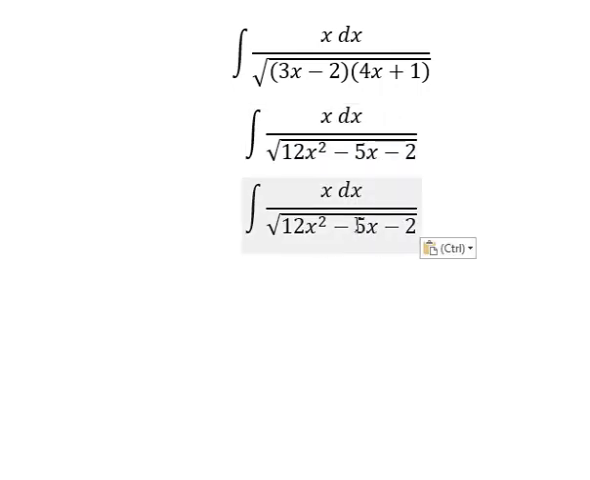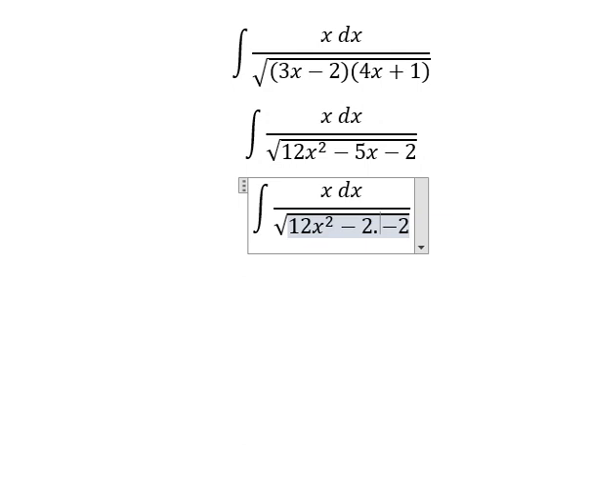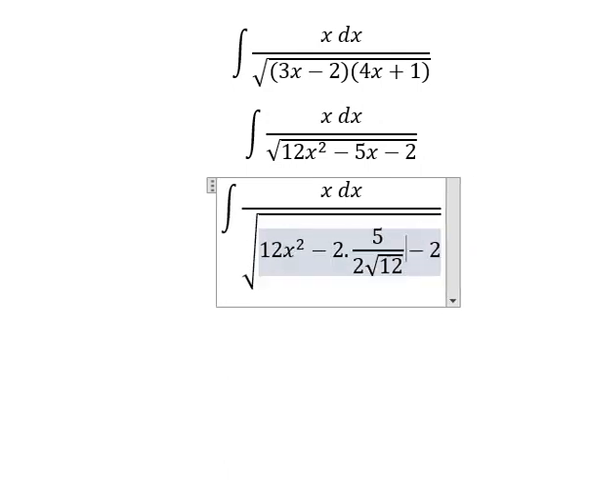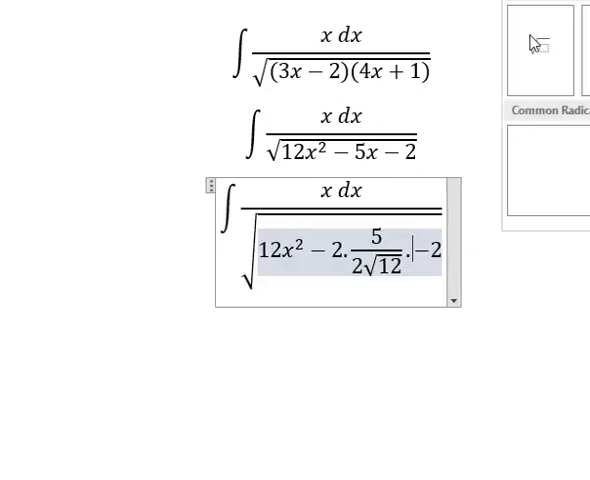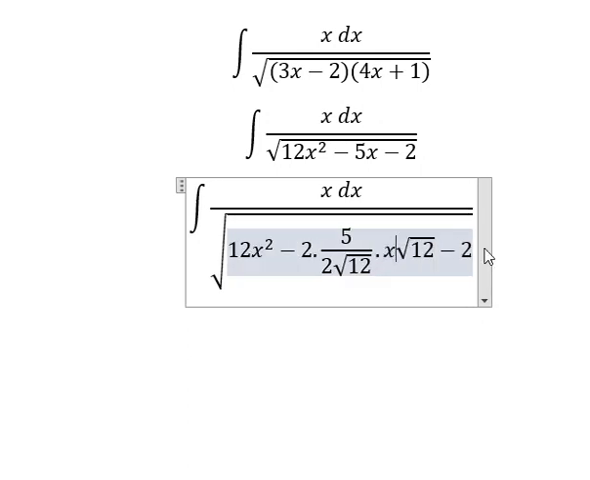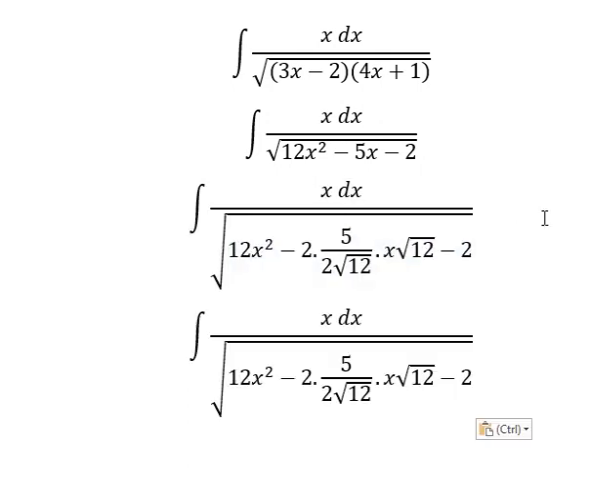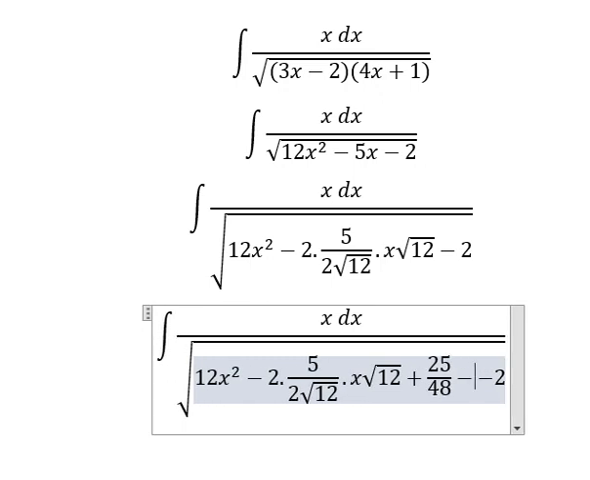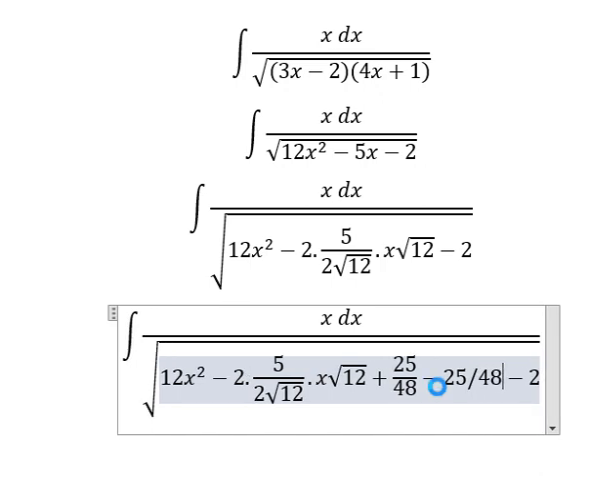Next, about 5x, we can put into number 2 multiplied by 5 over number 2 with the square root of number 12, multiplied by the square root of number 12. So this one we need to add about 25 over 48. Later that we need to minus about 25 over 48.